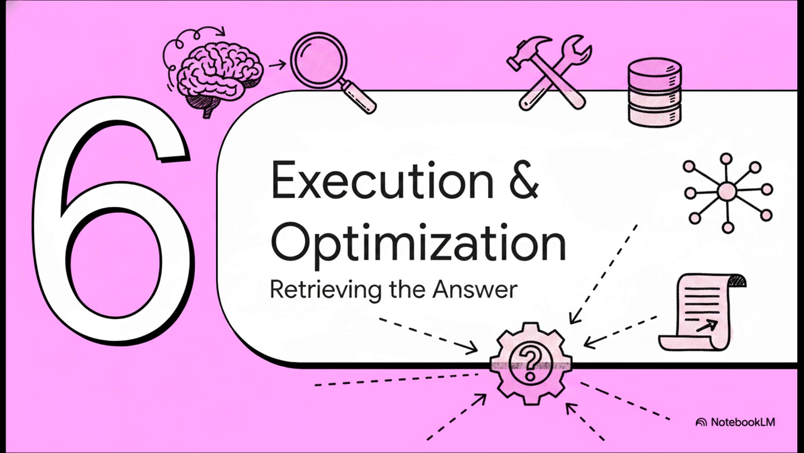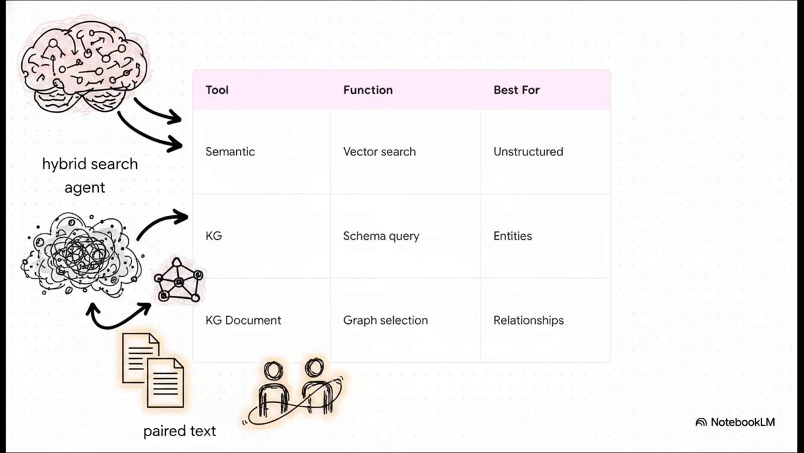Finally, Section 6, Execution and Optimization. It's time to actually retrieve the answer. So the formulated query is ready, but our agent needs the right tools to retrieve the context. To build a truly robust system, we implement hybrid search using 3 primary tools. First up, a semantic retriever. That's your standard vector similarity search, acting as a fallback for unstructured data. Second, a knowledge graph retriever, which executes precise cipher querying for entities and structured data.